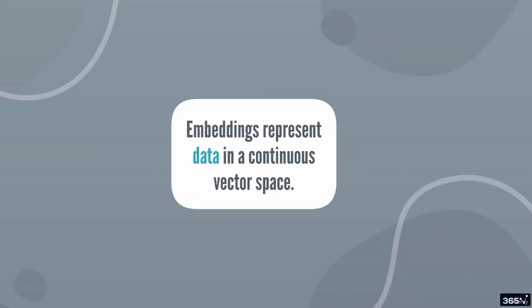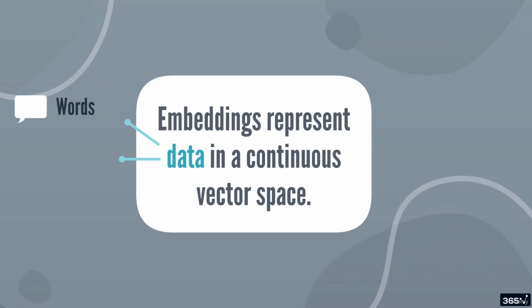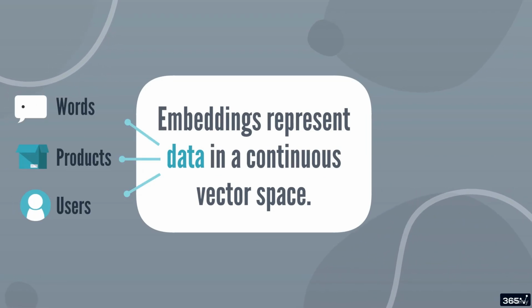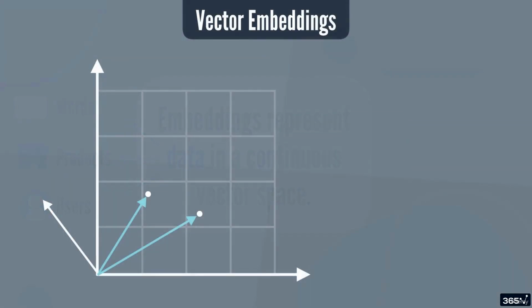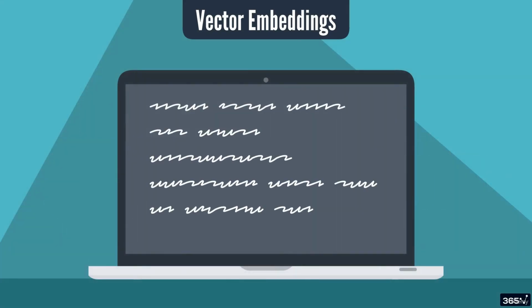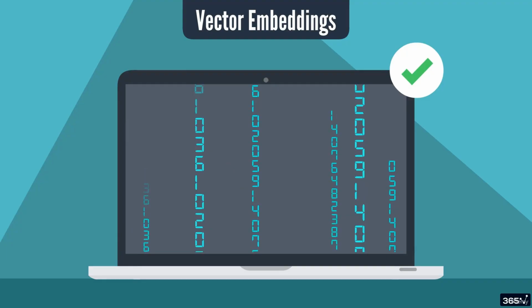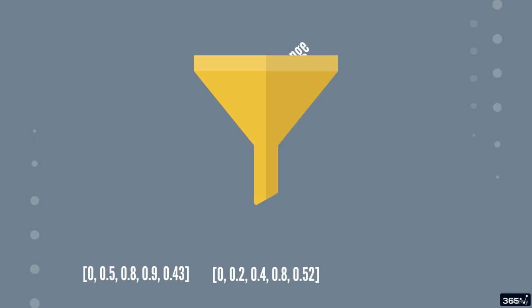In the simplest terms, embeddings are dense representations of data items, such as words, products, or users, in a continuous vector space. Each vector dimension captures some aspect of the data item, allowing similar items to be placed closer together in the vector space. Why do we need embeddings? Well, we need embeddings because computers don't do well with words, but they're excellent with numbers. So during the embedding process, we take words and create an array with numbers representing different characteristics of the word.